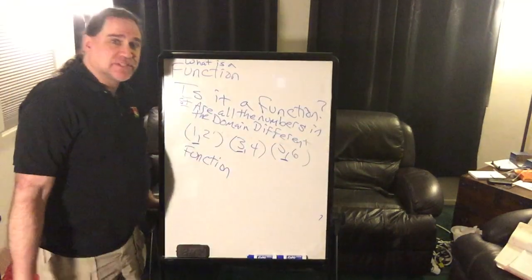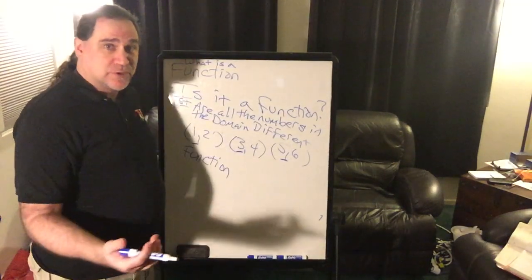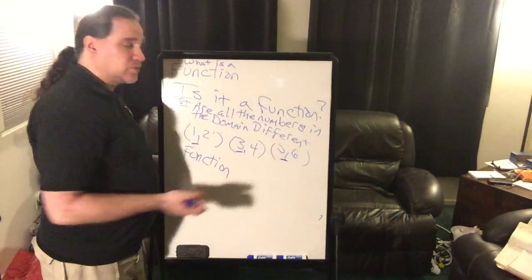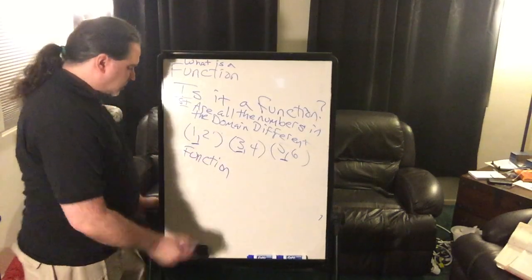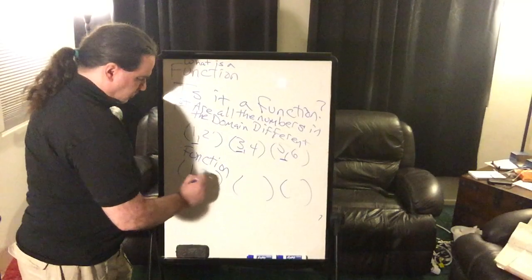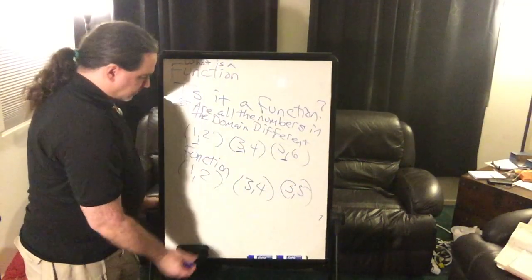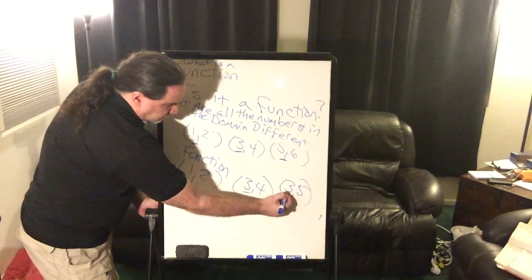If you can say yes, then it's yes. It's a function. If you have to say no, they're not all different because I see the same one twice, then it's not a function. So an example of that would be 1, 2, 3, 4, 3, 5. Because here we see 3 and 3.